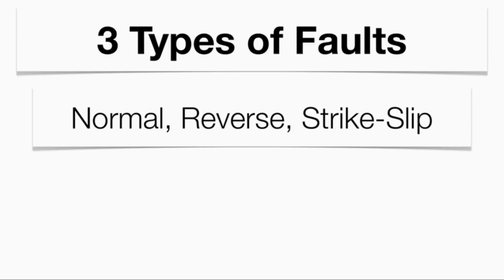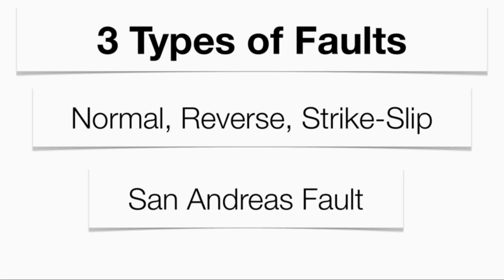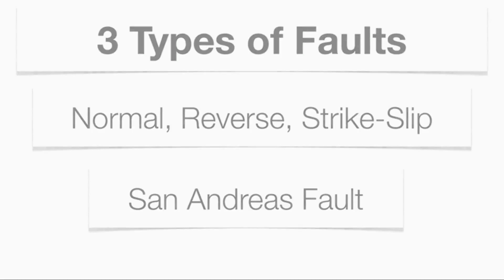Now there's three basic types of faults. You have normal, reverse, and strike slip. Strike slip is probably going to be the most important one because that is the San Andreas Fault that's located in our own country in California. So San Andreas Fault, out of those three types of faults, San Andreas Fault is a strike slip fault that's found out in California.